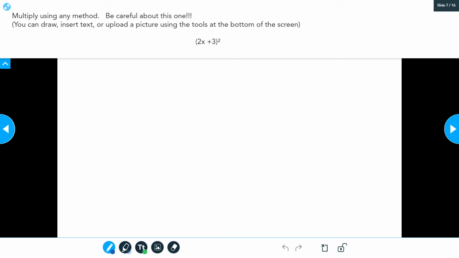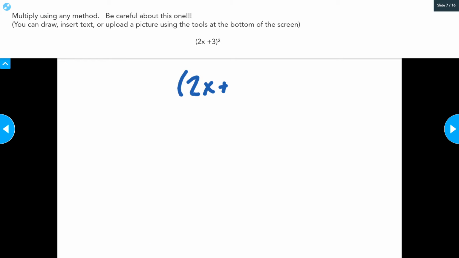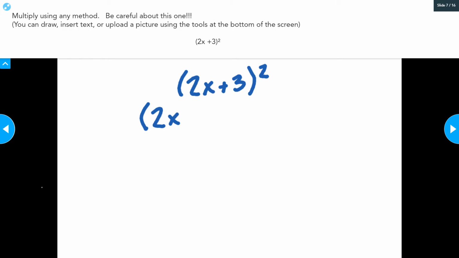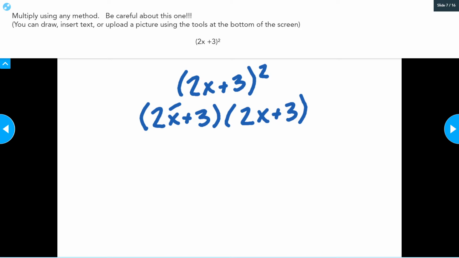Here, I want you to multiply, but we need to be careful because we have 2x plus 3 squared. Now, the common mistake that I saw here was that we just distributed this little exponent to everything in here. We can't do that because remember, the definition of squaring means we are multiplying something by itself. So now that I'm multiplying this by itself, I can use boxes or FOIL or stacking. So this time I'm going to use stacking.